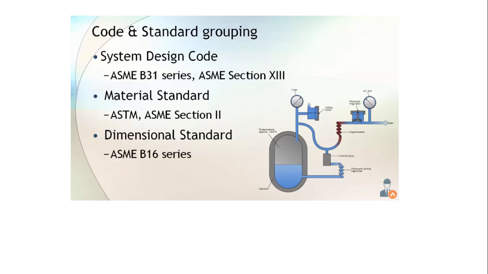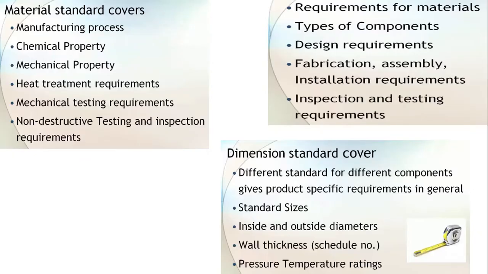For the material standards we refer to ASTM, that is the American Society for Testing and Materials, and ASME is the American Society of Mechanical Engineers. B16 is for dimension standards. In detail, material standards cover the manufacturing process, chemical properties, mechanical properties of that particular material, the heat treatment process requirements, as well as the mechanical testing requirements. NDT and inspection requirements will be covered in the material standards.